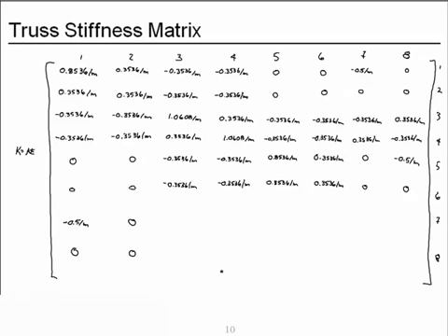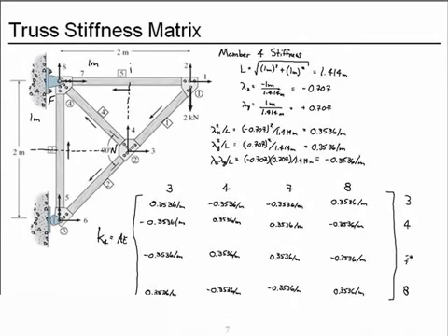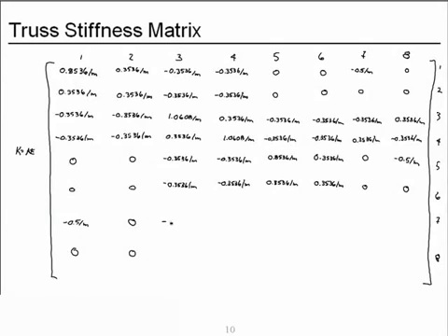Now our next chunk. Degrees of freedom 3 and 4, 7 and 8 are connected only by member 4. We're looking for rows associated with degrees of freedom 7 and 8, columns associated with degrees of freedom 3 and 4. So this chunk carries over directly to the structure stiffness matrix.